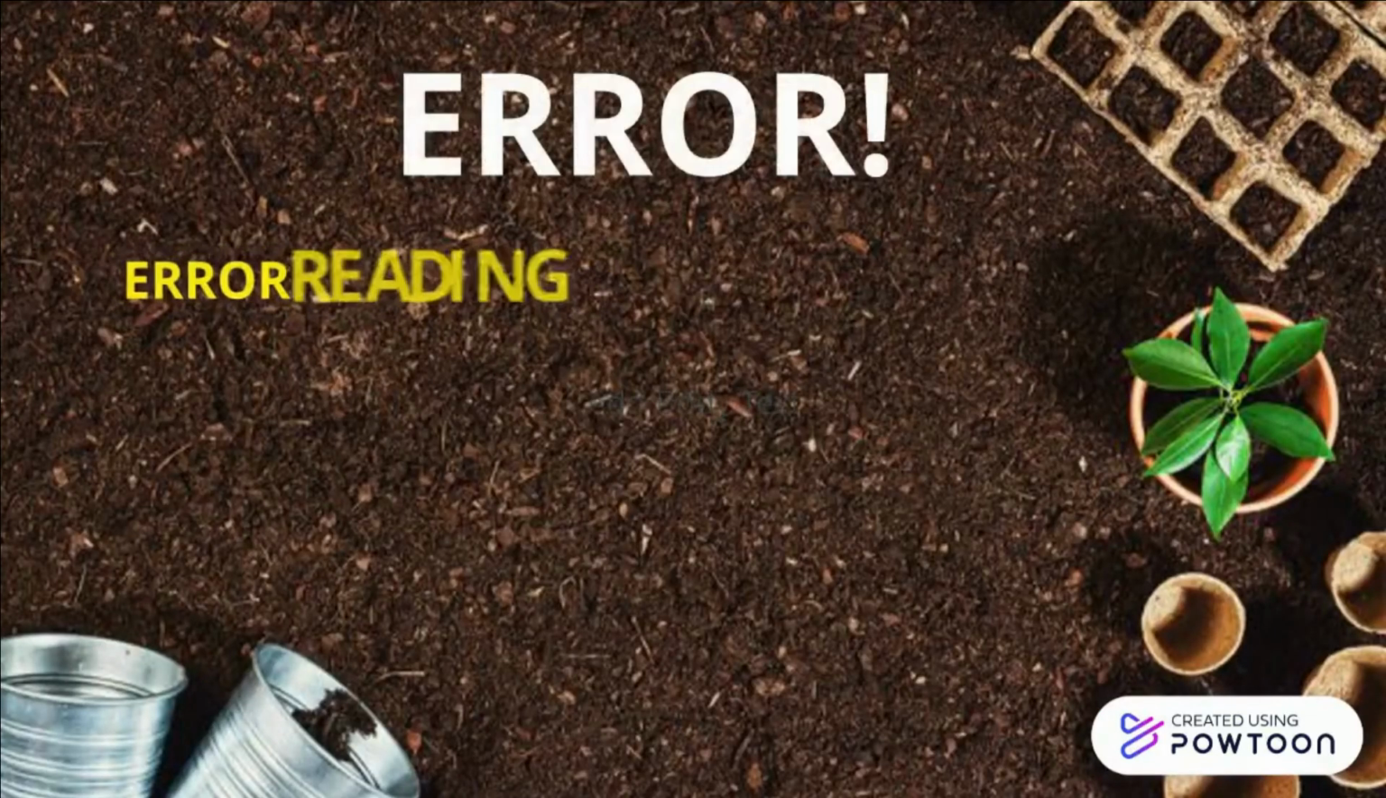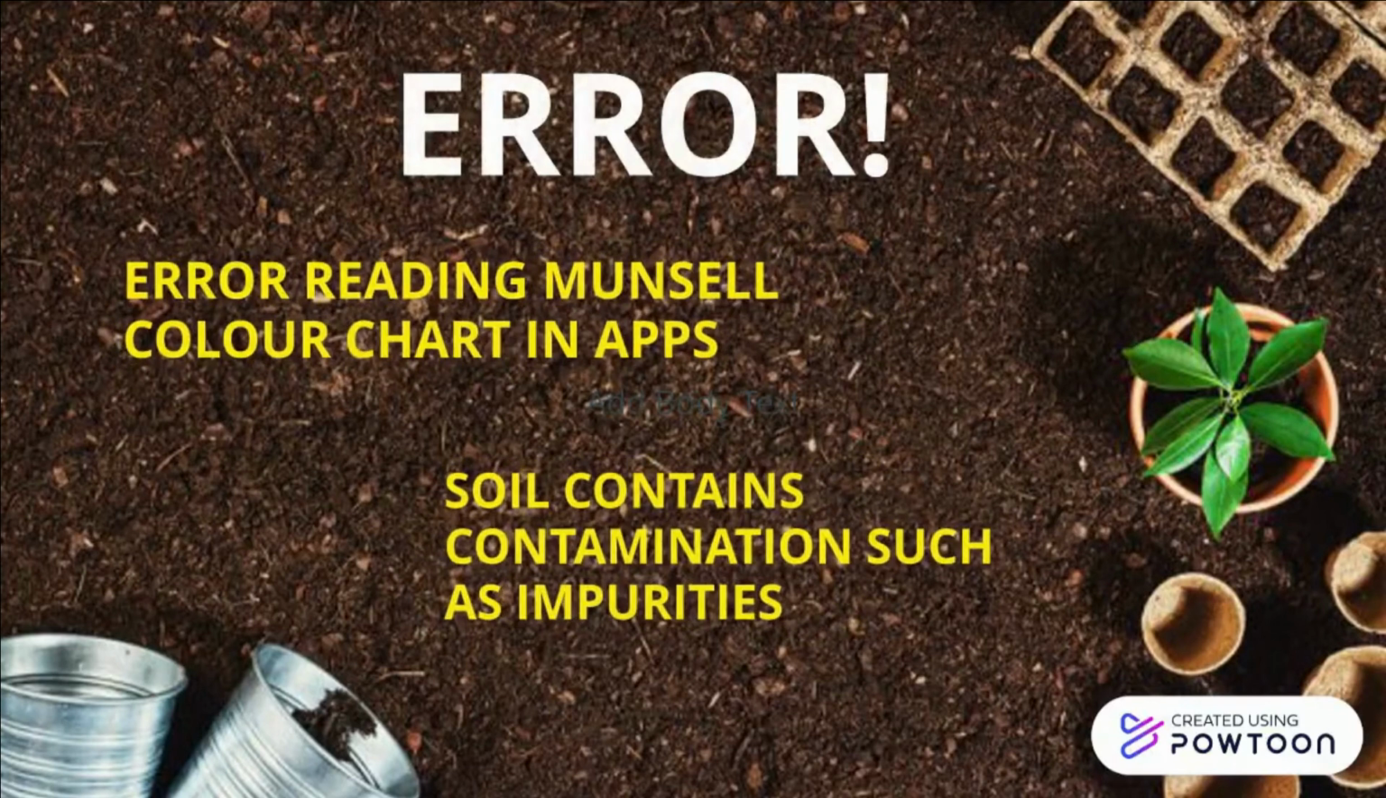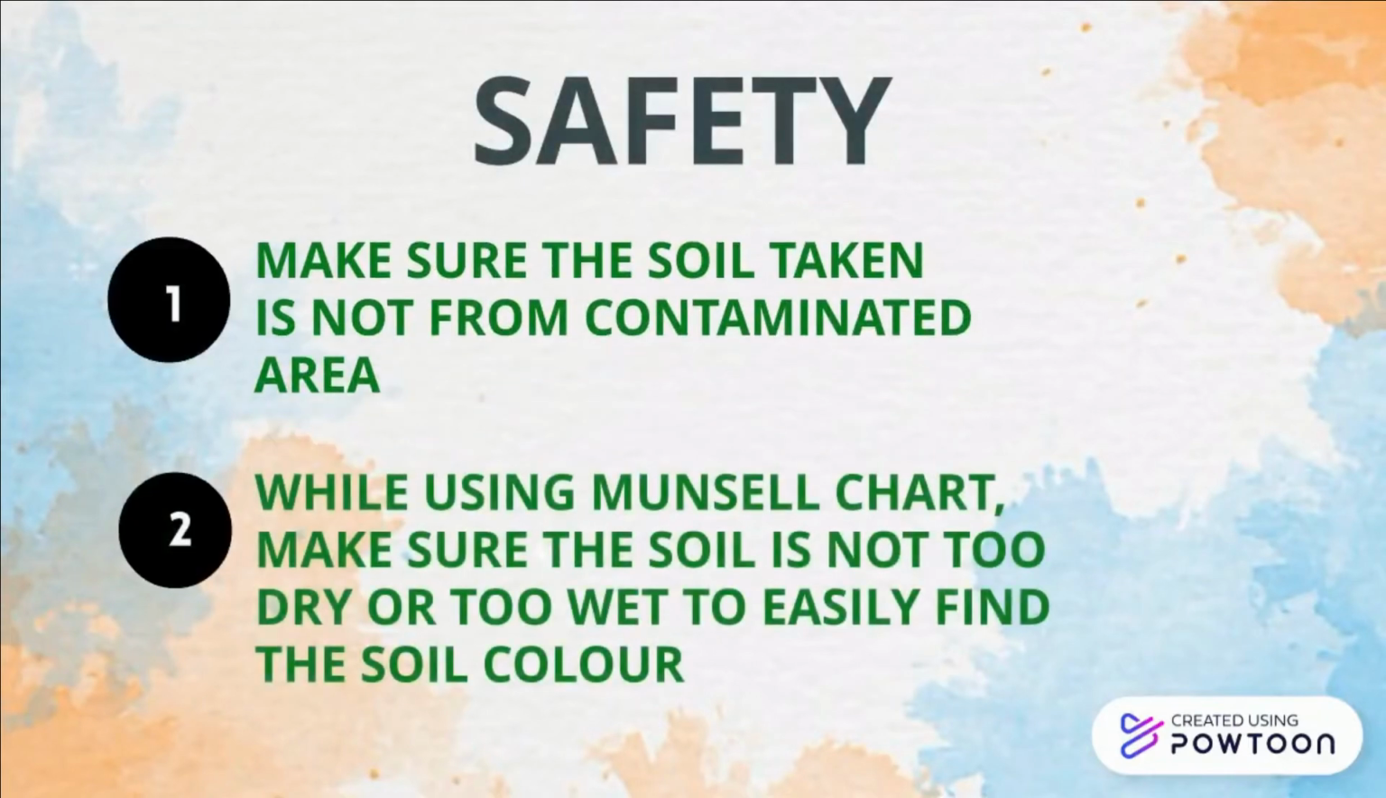The errors that might happen in experiment 3 are errors in reading the Munsell color chart in the app, and the soil might contain contamination such as impurities. Make sure the soil taken is not from a contaminated area, and while using the Munsell chart, make sure the soil is not too dry or too wet so the soil color is easy to find.